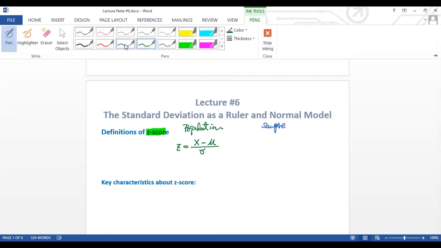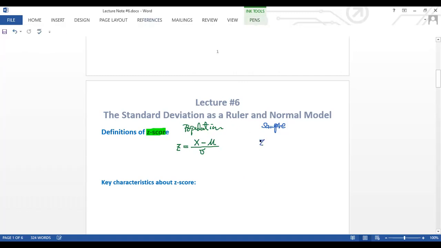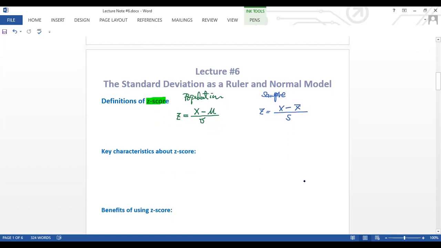And then for the samples, you also call it the Z-score. So it will still be the X value. Then instead of minus mu, what do you minus here? You minus X bar. Then what do you divide by? The sample standard deviation. Okay, so if you look here, the key characteristic of the Z-score is very, very good.